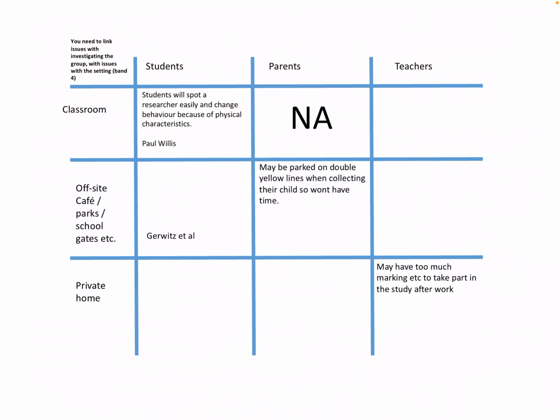So for the classroom there, I've said, for example, students will spot a researcher easily because researchers will not be members of the school community, perhaps. So they might change their behaviour because of that. And because of the physical characteristics of the researcher, their behaviour might change even more. So for example, physical characteristics are practical things about the researcher. Is the researcher old or young, male, female, black, white, or any other ethnic minority? So it's just worth thinking about, with the physical characteristics of the researcher, how might they influence the behaviour of the students in the class, okay?